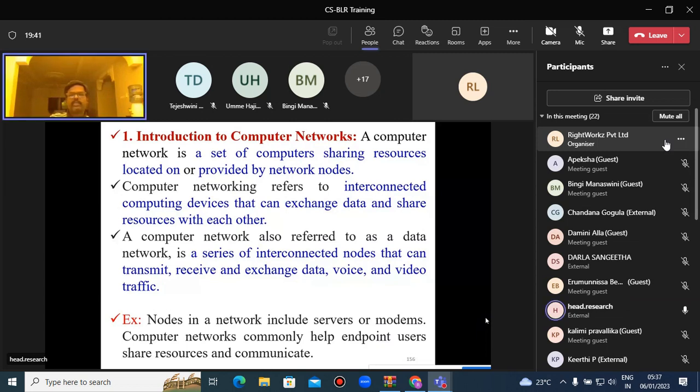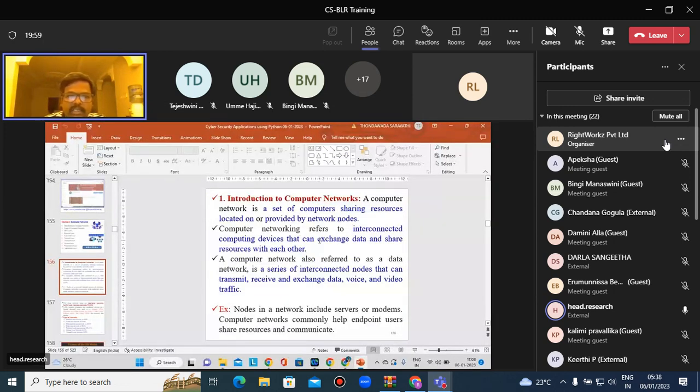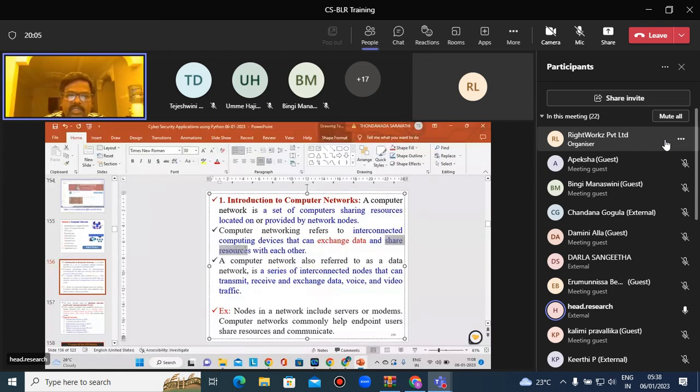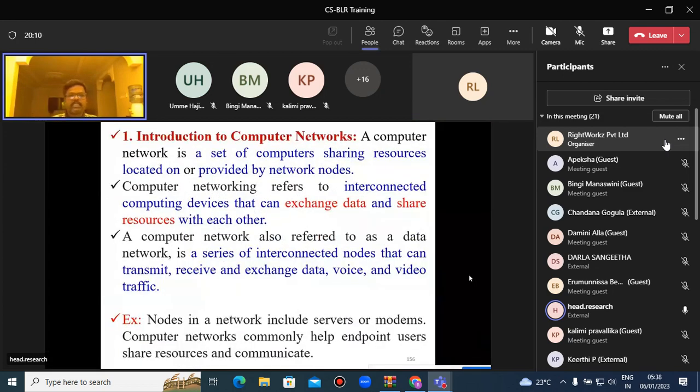Computer networking refers to interconnected computing devices that can exchange data and share resources with each other. Exchange data means from one system to another system, it is going to share the data. That is called exchanging the data, and sharing resources between the computers. That is called computer networks. A computer network is also referred to as a data network.